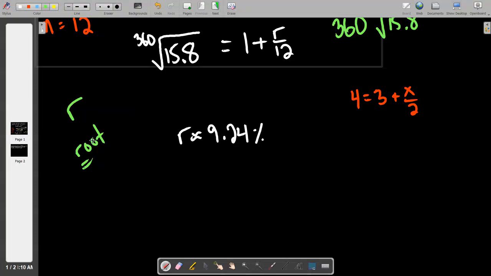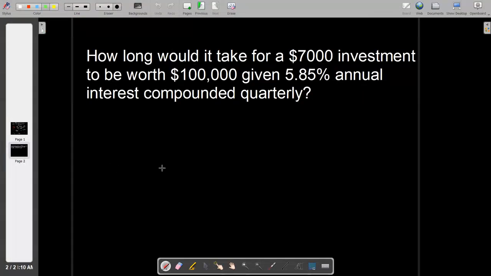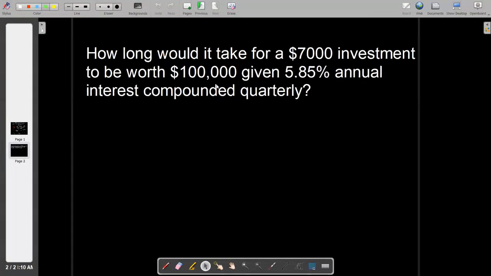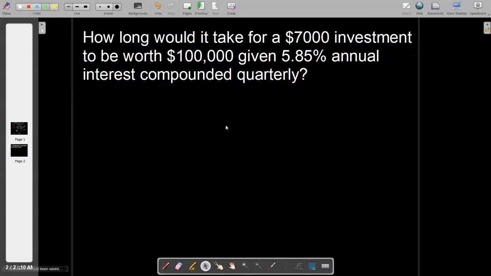Now we have one more problem, and then I got to talk about a little weird example, and then we're going to have a ton of work time coming up. So here's the next example for your notes. I'll pause it for a minute or so.